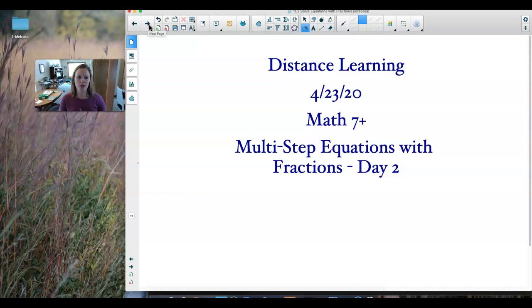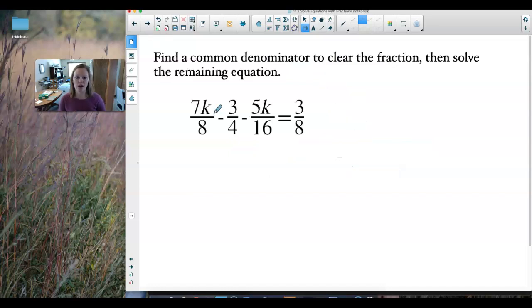Just as a good reminder, okay, the first one, remember, in order to do this, we are going to find a common denominator to be able to clear the fraction, and then we're going to solve the remaining equation. So a common denominator here is going to be, if I look at these numbers, 8, 4, 16, and 8, the common denominator is 16 between all of them.